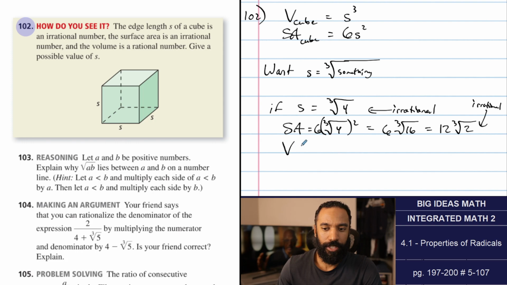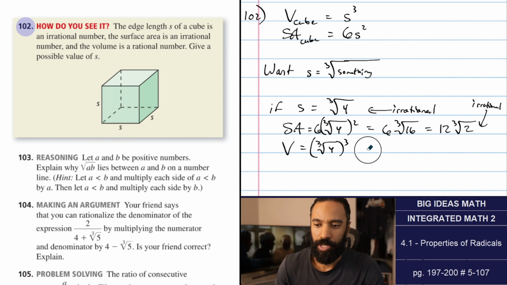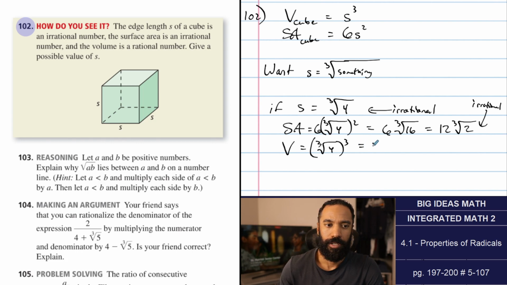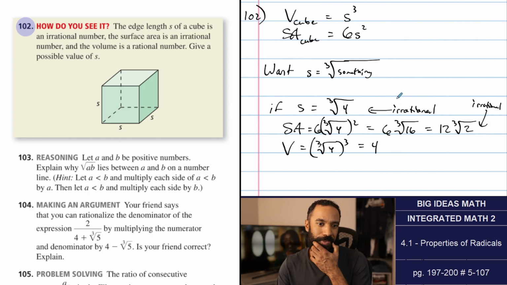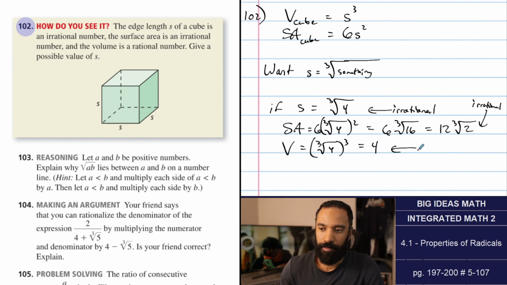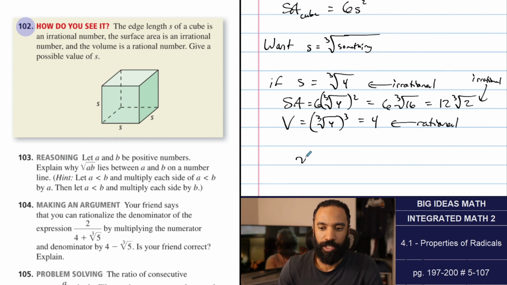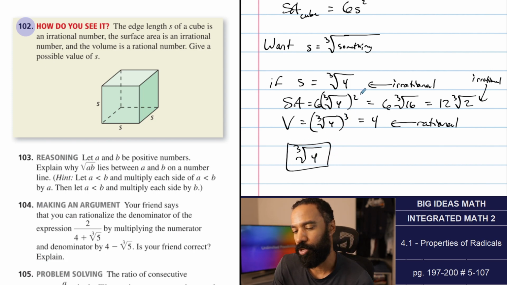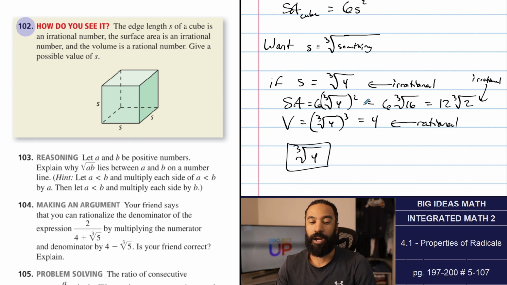But the volume would be the cube root of 4 cubed, which is 4. Whoops. Which is 4, which is rational. So cube root of 4 works for me. Cube root of 4, or cube root of anything that's not a perfect cube already. And I don't know if they wanted units like inches or whatever, but that works.